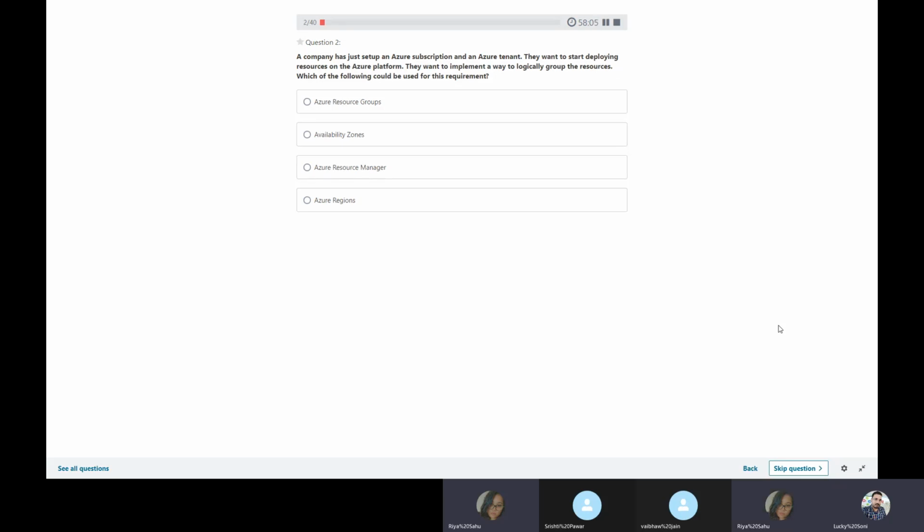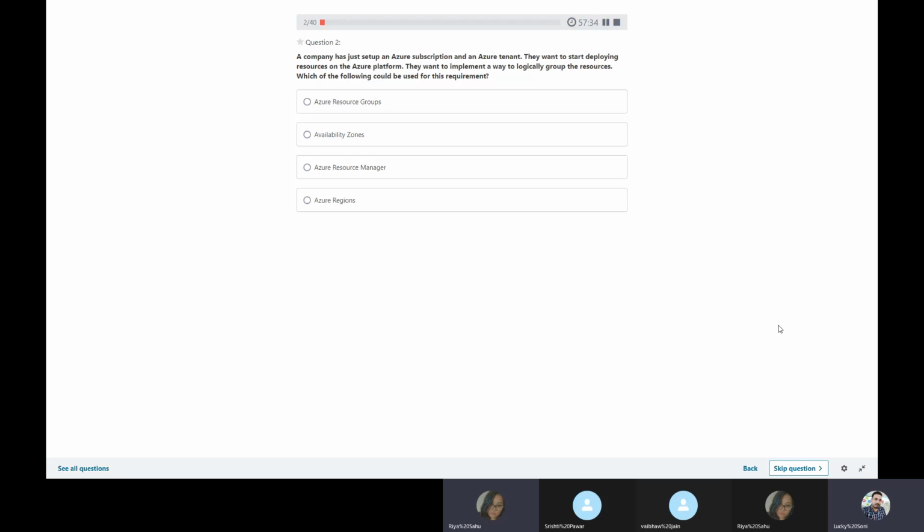A company has just set up an Azure subscription and an Azure tenant. They want to start deploying resources on the Azure platform. They want to implement a way to logically group the resources. Which of the following could be used for the requirement? Yesterday also we have seen, here it's saying we want to start deploying the resources on the Azure platform, right? They want to implement the way of logical group of resources.